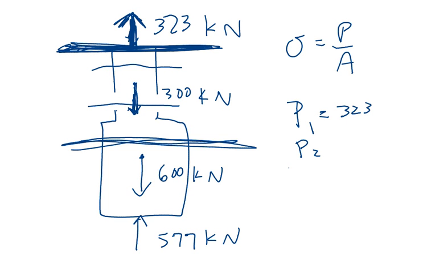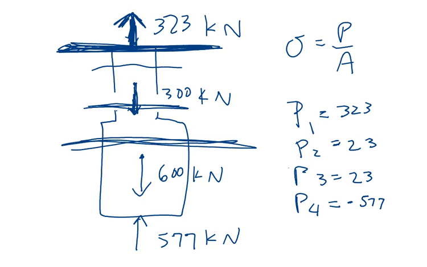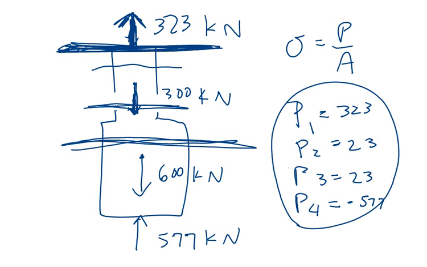P2, okay, is when I make the cut here. So I've got 323 up and 300 down. I need another 23 down. That's tension. Okay? P3, I've got the same thing. It's 23 positive. P4, I've got 323 up, 300 down, 600 down. I need another 577 up. That's compression. So minus 577. Okay? So these are the internal forces. And now when I want to find the stress in every one of these four segments, I take each of those internal forces and divide by the area of each segment.